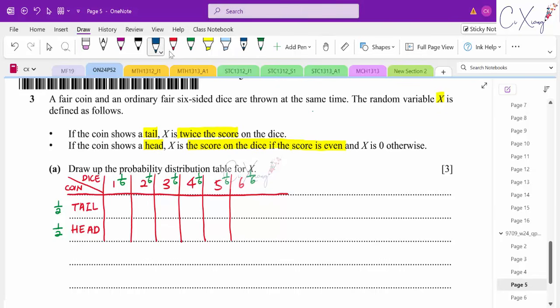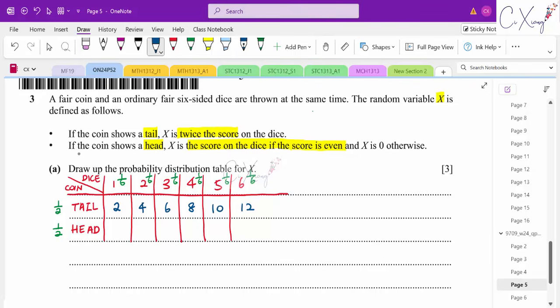So like what the question mentioned, if it is a tail, then X is twice the score. So at the tail part, when you throw the dice and get 1, the score of X should be equal to 2. Then 2 should be equal to 4, because they say twice the score for all the coins that are showing the tail, right? So 3 times 2 is 6, 4 times 2 is 8, 5 times 2 is 10, 6 times 2 is 12.